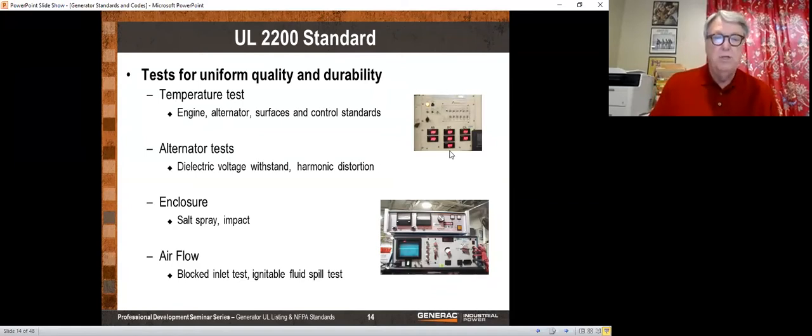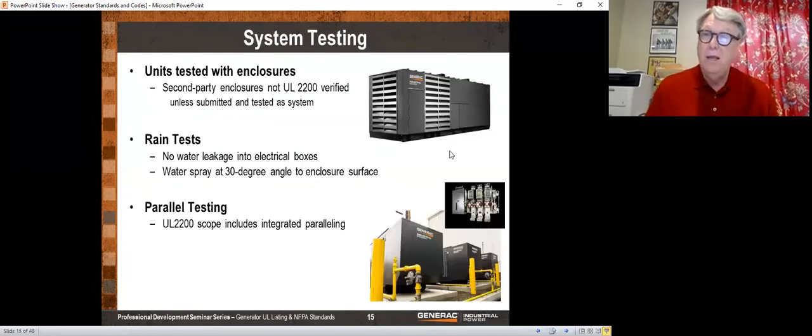catch fire. So UL is a pain, but if you get a UL generator, you get lots and lots of tests and requirements. The previous slide only gives you a sampling of those, and it really is a great certification. It's great knowledge to you that that generator is a very high enclosure generator that has met all those standards, and the engineer doesn't have to specify all those. He just has to specify 2200.